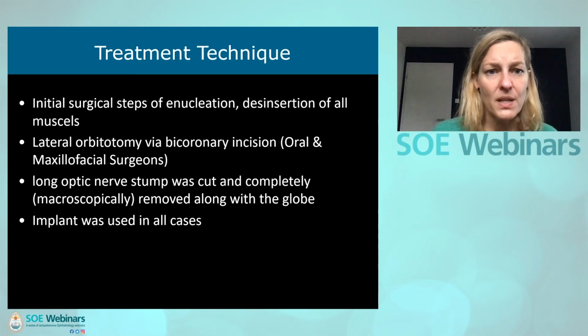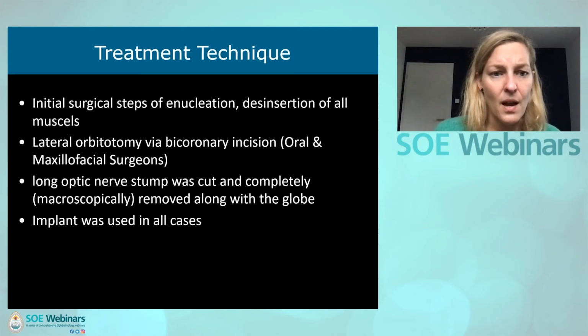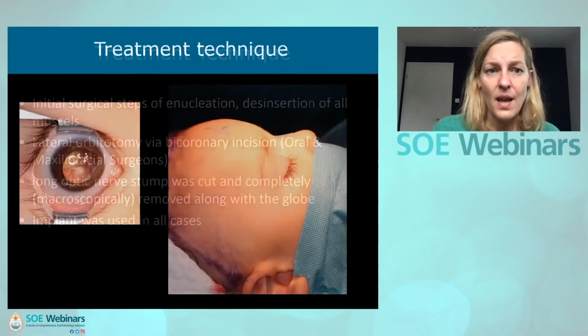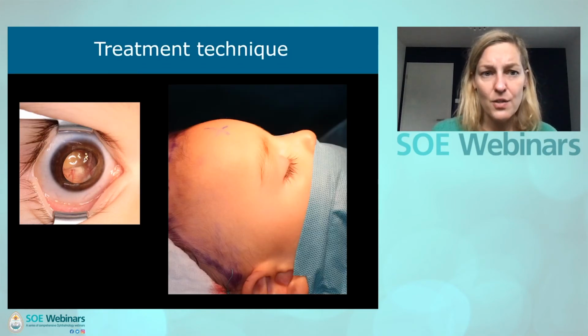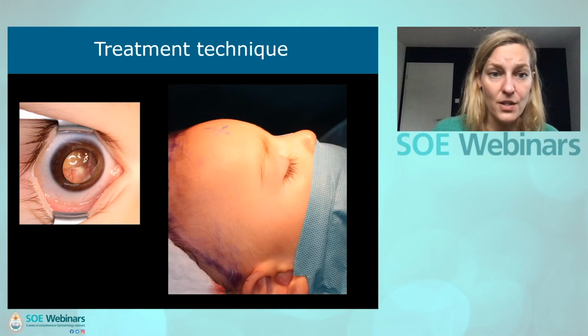So what was our treatment technique? We did the initial surgical steps of enucleation with disinsertion of all muscles. Then a lateral orbitotomy via bicoronary incision was performed by our colleagues from oral and maxillofacial surgery. A long optic nerve stump was cut and completely removed along with the globe, and in all cases we used an implant. I would like to show you some pictures of this treatment technique. On the left, you see the initial findings of the group E eye, and on the right, you see the marks for the bicoronary incision. So it's a large surgery.